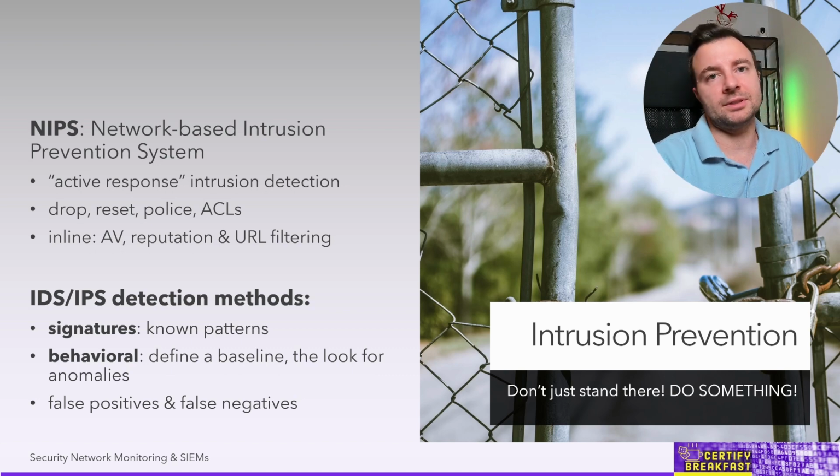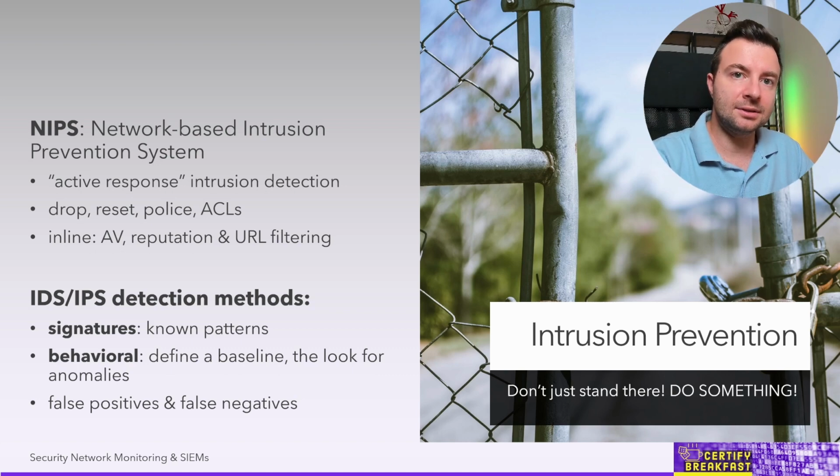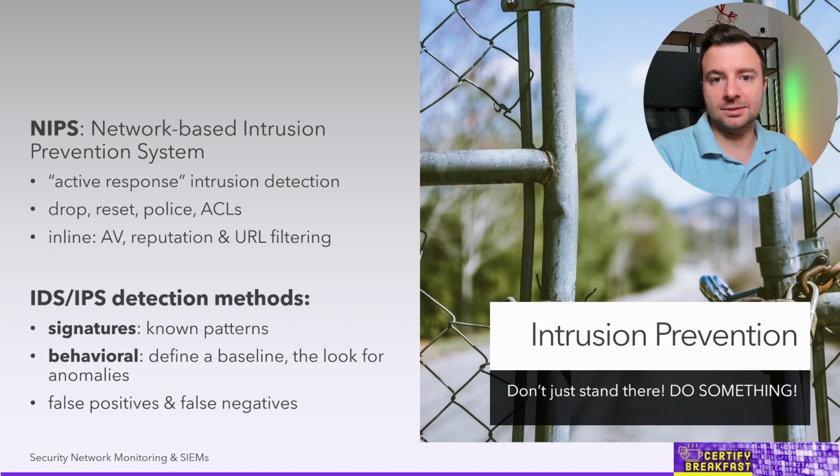So regardless if the device is an IPS or an IDS, the detection methods are pretty much the same. Now, the difference is just in what the device is actually doing. Is it only alerting, or is it actually taking an active response approach to the traffic? But the detection part is pretty much the same, right?